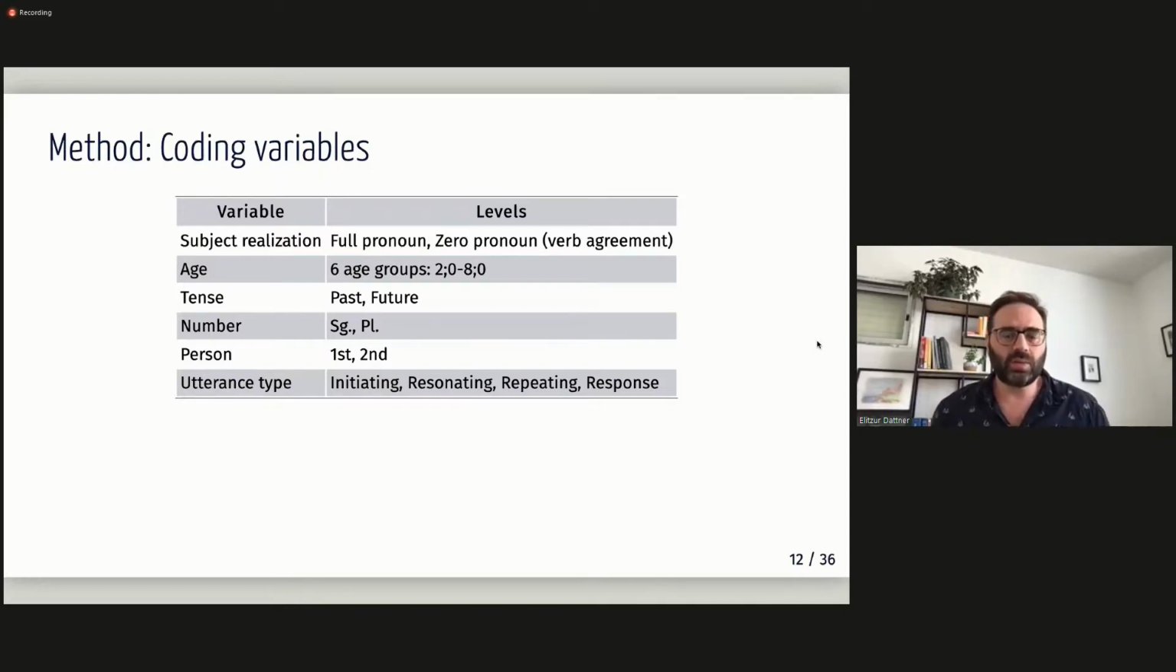So what are our coding variables? We have the subjectualization, and specifically here we look at a subset of the data just about full pronoun versus zero pronoun, which is in fact in Hebrew verb agreement. We have the age, of course, 6 age groups. We have the tense, so we're looking only at past and future. We have the number, singular versus plural. We have person, first and second, and we have utterance type. And I'll tell you about it in a minute.